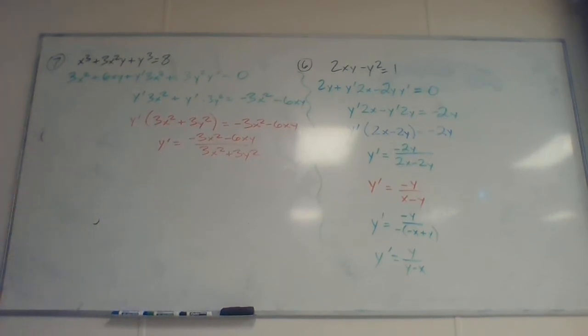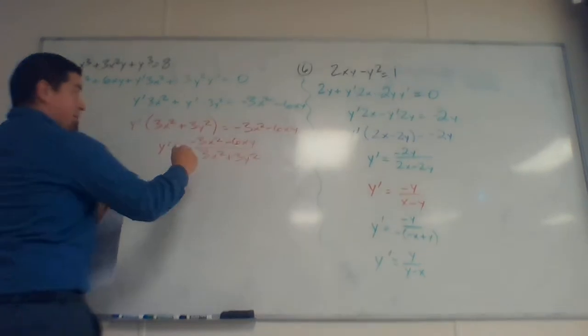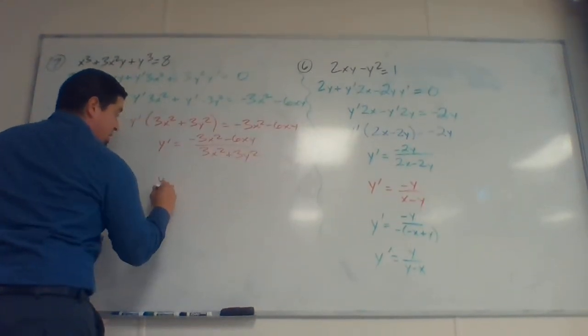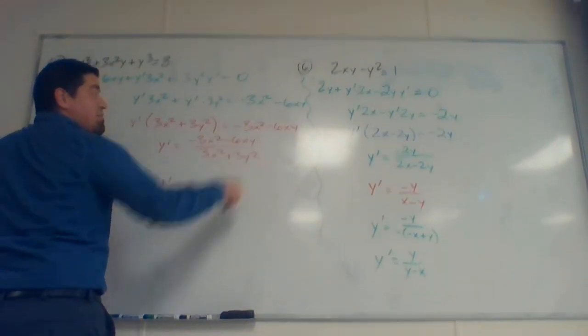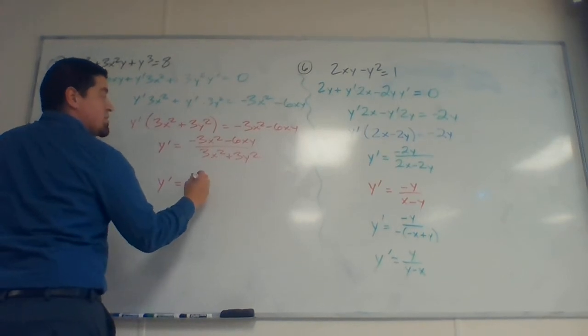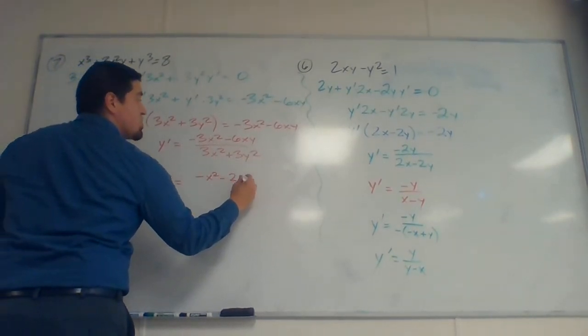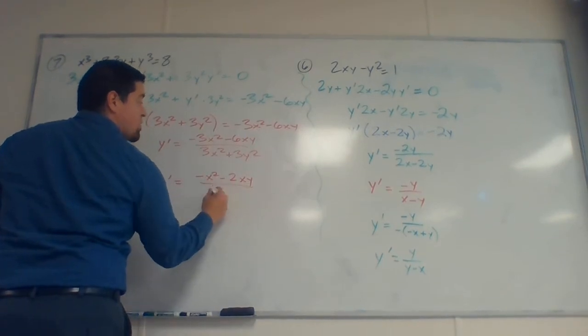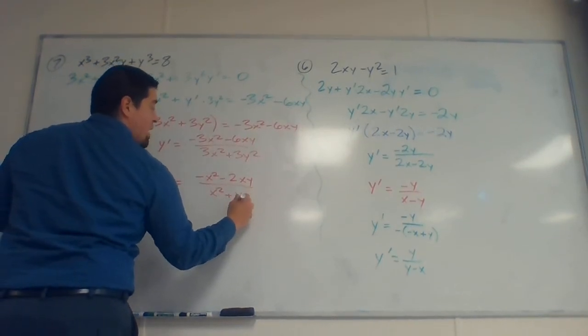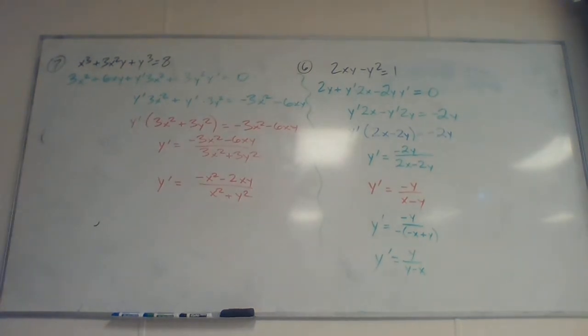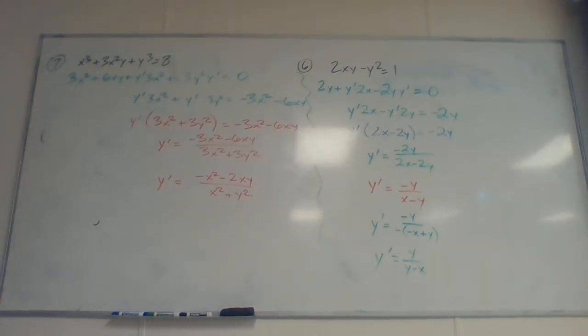Cancel out the 3s, huh? Well, yes, you can divide everything by 3. So that'd be negative x squared minus 2xy over x squared plus y squared. Okay, good call. All right, so that's 7.